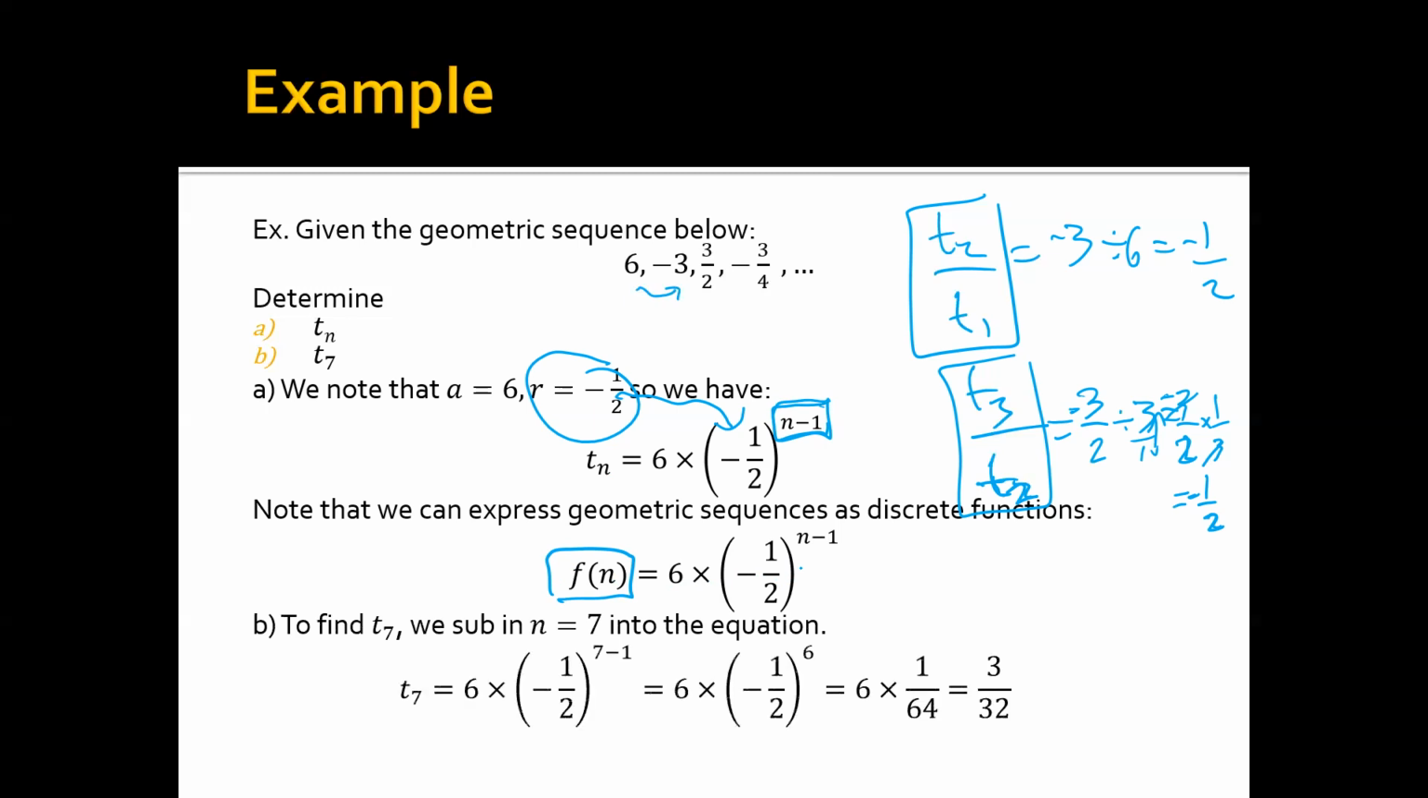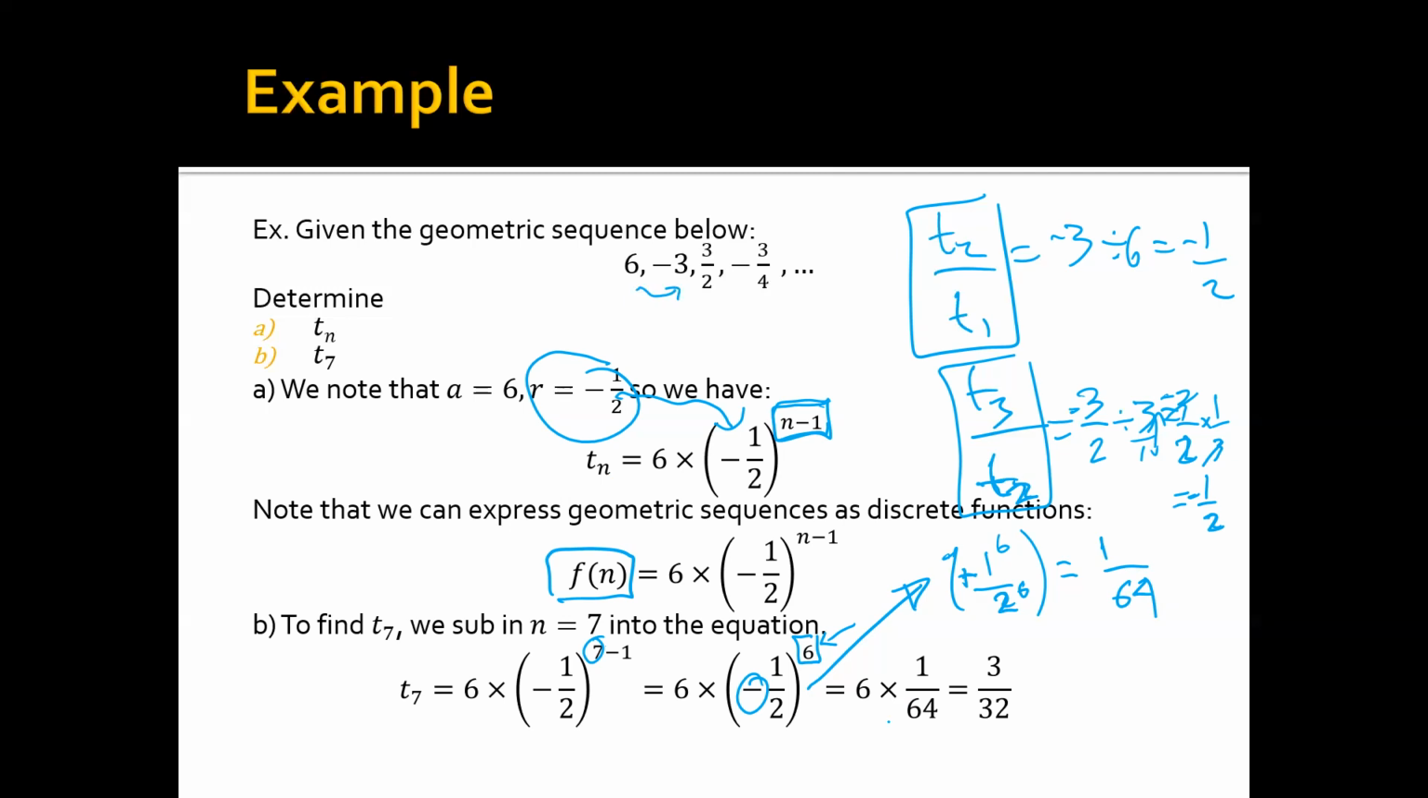To find out what T7 is, we simply take our general term and replace n with 7. So we get -1/2 to the power of 7 minus 1. Always do exponents first, so figure out what's in the exponent. 7 minus 1 is 6. Then we get -1/2 to the power of 6. Using your power rules, this becomes -1 to the power 6 over 2 to the power 6. Because it's a negative base and an even exponent, it's going to be positive. 1 to the power 6 is just 1. 2 to the power 6 is 64. So we end up with positive 1 over 64. When we multiply by 6, we end up with 3 over 32, and that is the reduced answer.